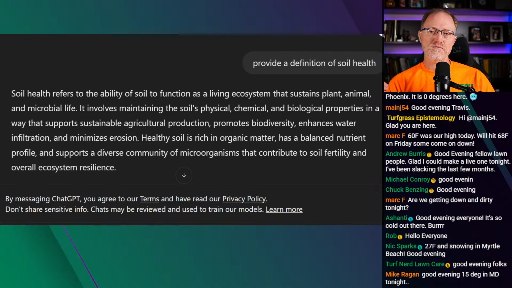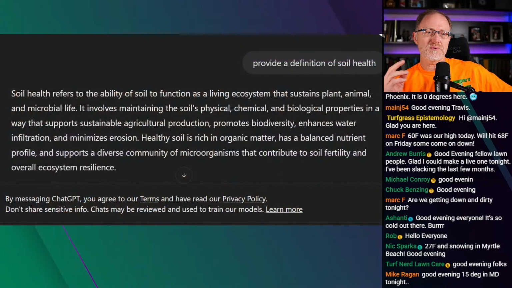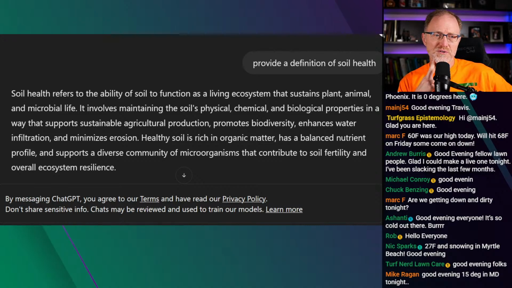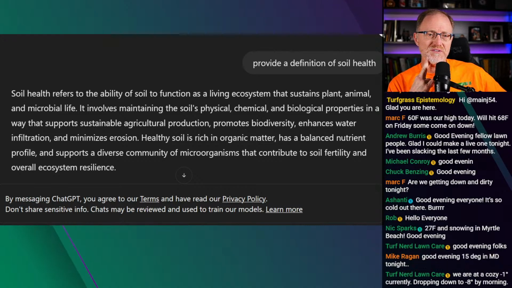What it came back with was a relatively decent, generic, vague definition, which is not too far off from some of the scientific definitions, to be frank. The definition on ChatGPT is: soil health refers to the ability of a soil to function as a living ecosystem that sustains plant, animal, and microbial life.